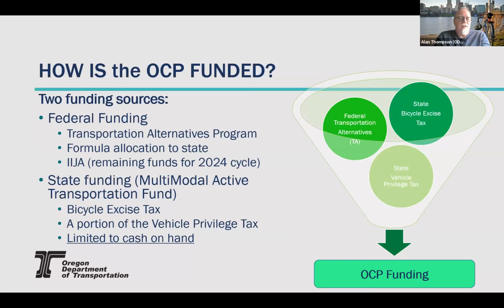The other source of funding is the state multimodal active transportation fund. The bicycle excise tax, $15 on every bike over $200, funds this program. And a portion of the vehicle privilege tax, we receive that as well. Those come out to about $900,000 a year, but that fluctuates depending upon the economy, how many bicycles are bought, how many vehicles are bought, and it's limited to cash on hand. Sometimes we'll subsidize that with transportation operating funds, which is the lawnmower tax. So people put gas in their lawnmowers, and those are funds that can be used that are not on a roadway, so it doesn't have to comply with the Constitution in terms of state highway funds being only used on roadways.